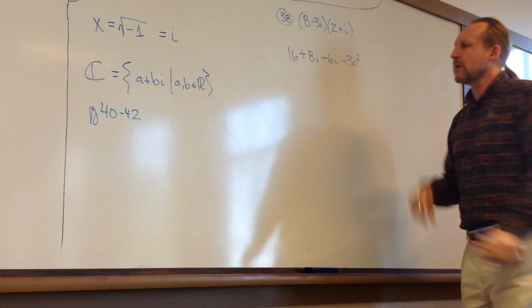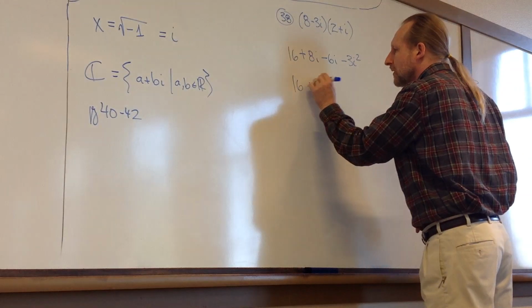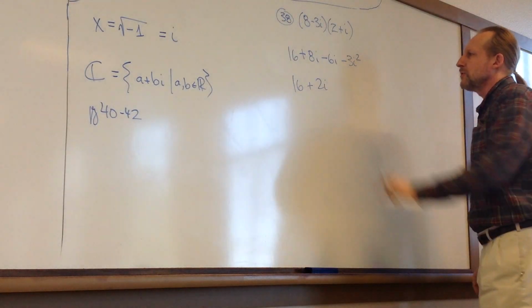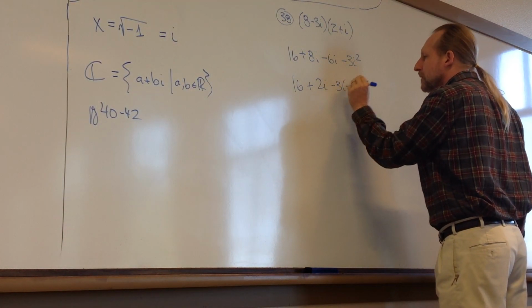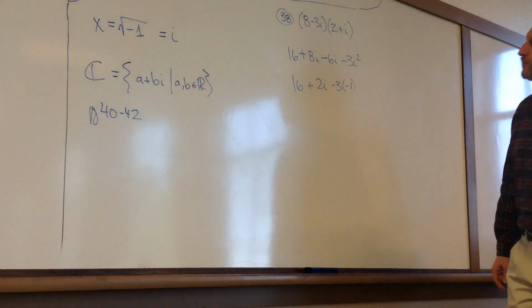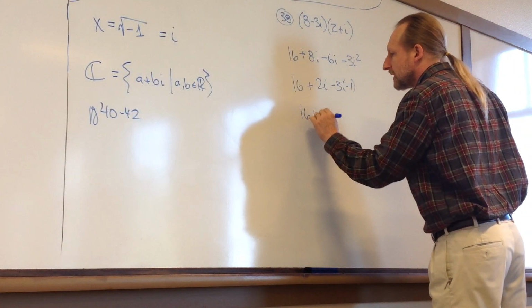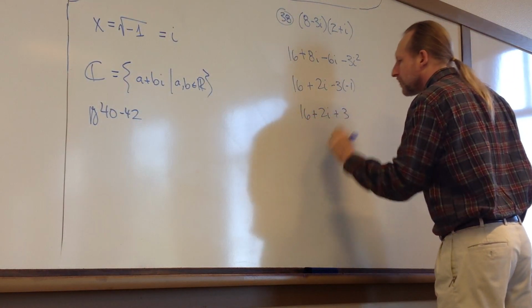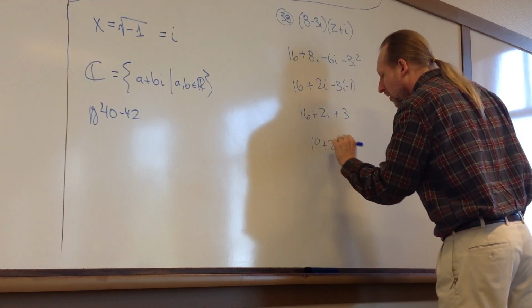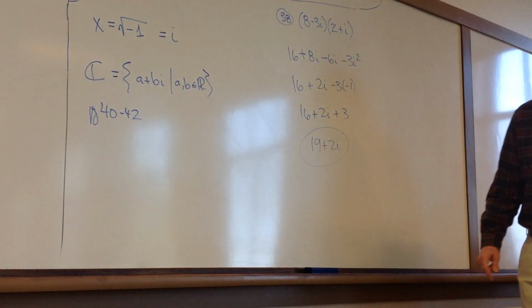Okay, so here we're going to combine like terms in the middle. So that'll be a positive 2i. Over here we're going to replace that i squared with negative 1. So now this is 16 plus 2i plus 3, or 19 plus 2i.